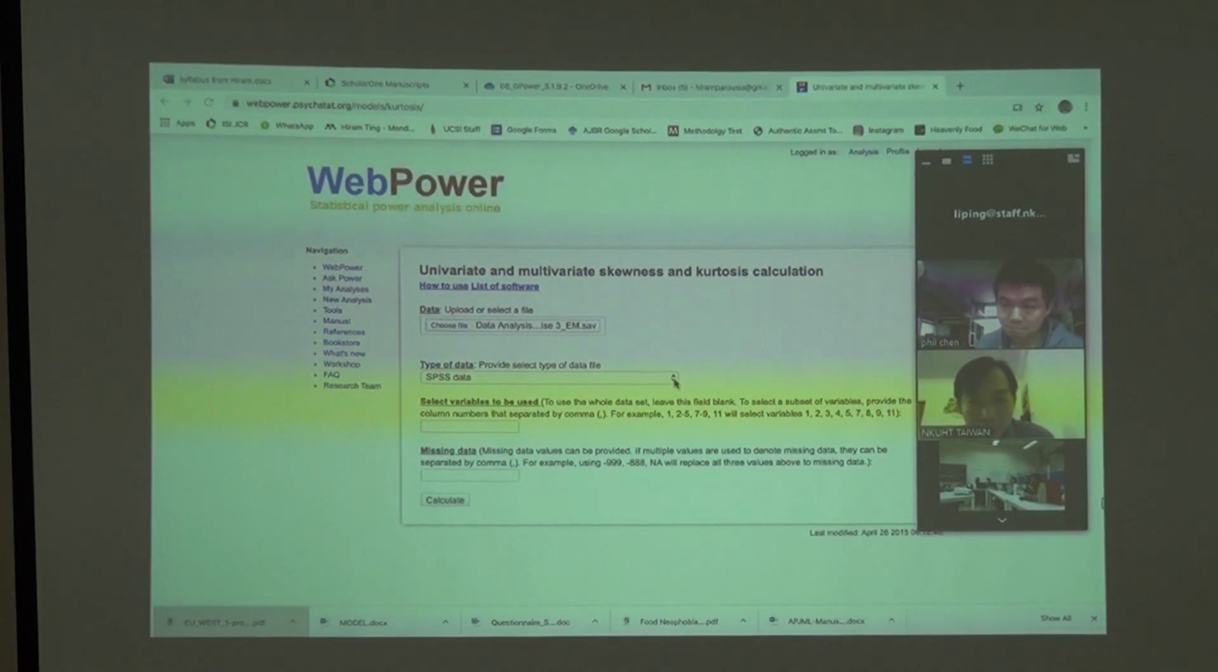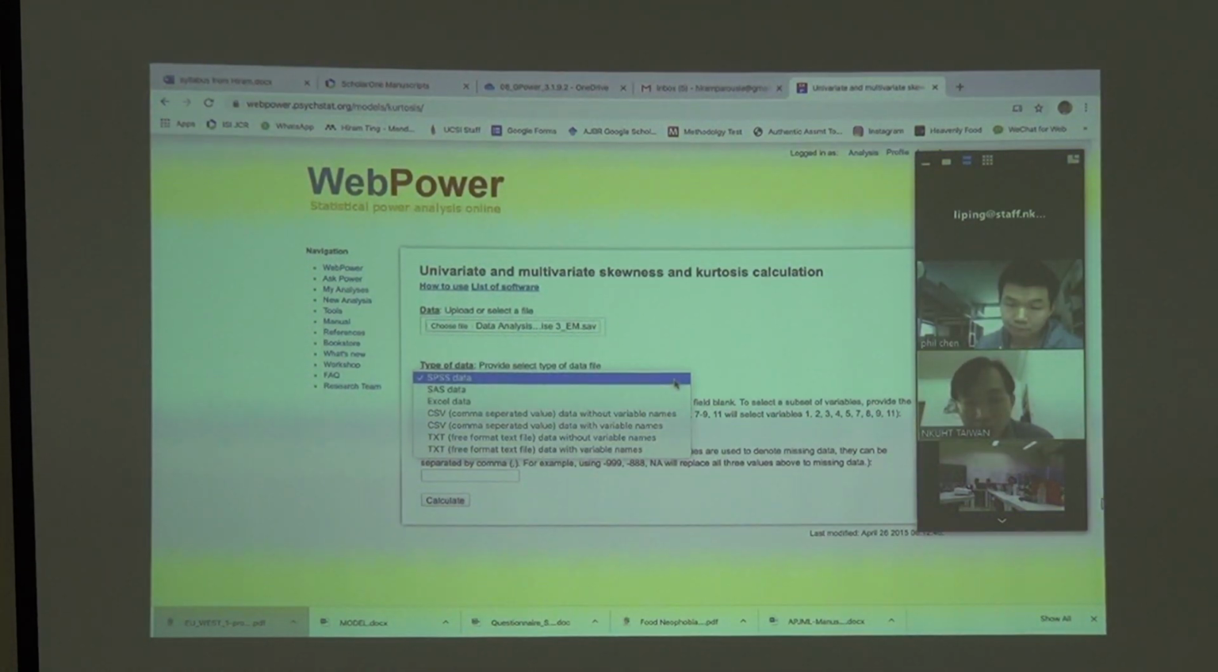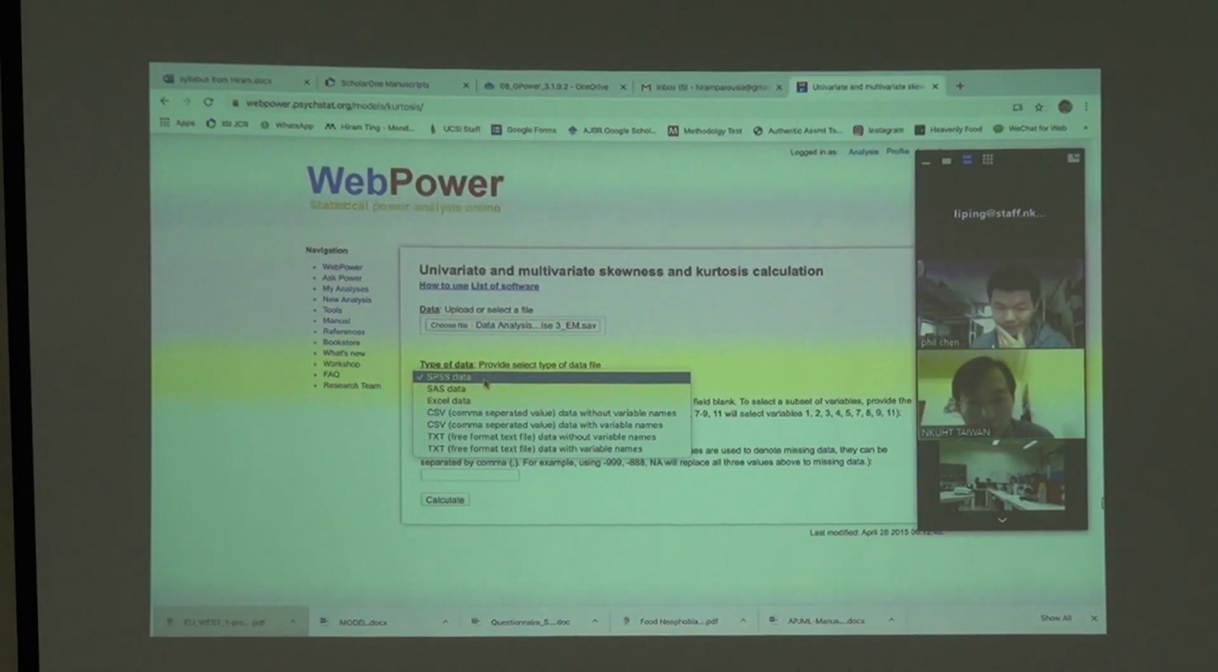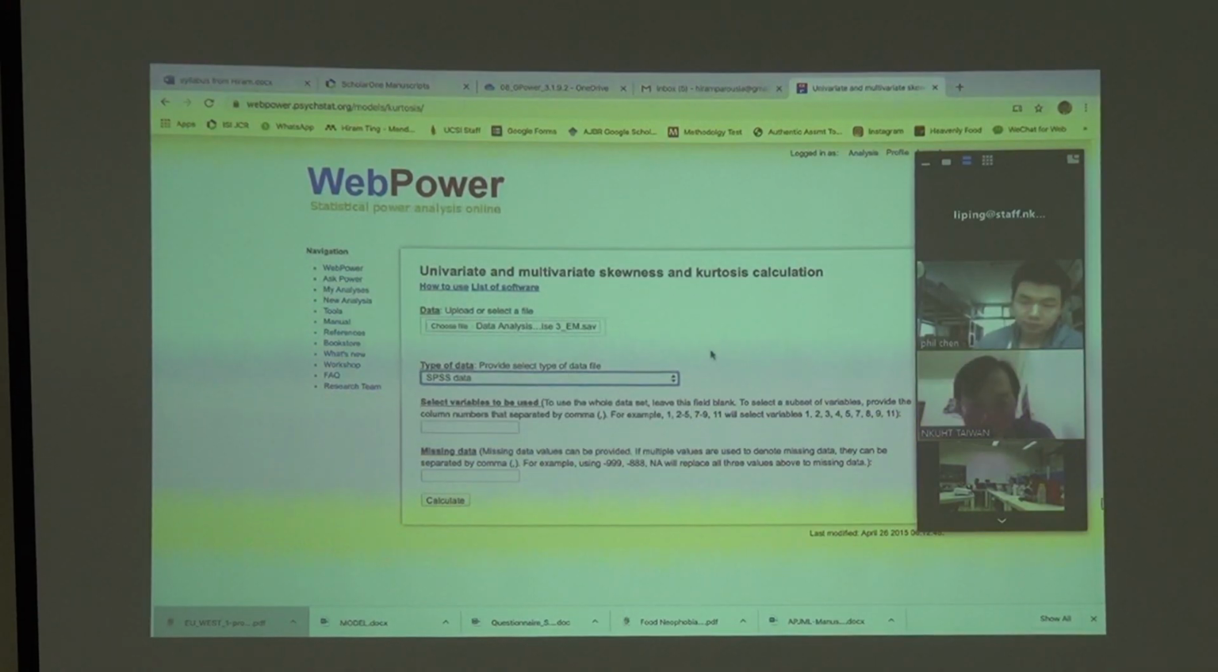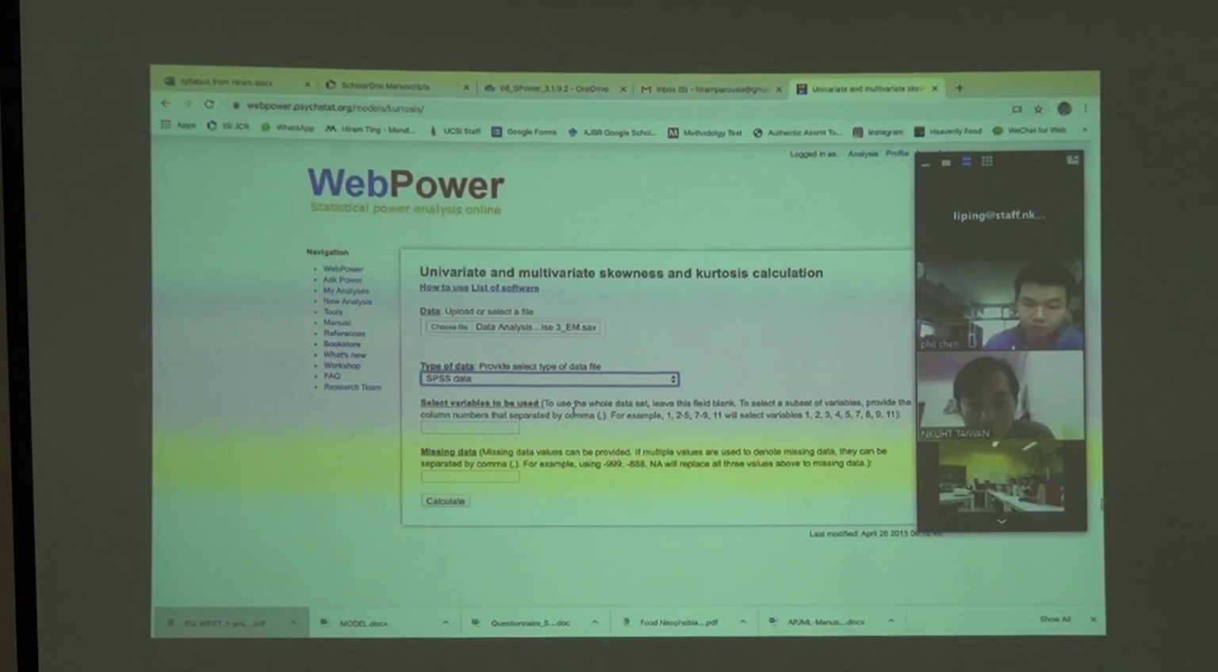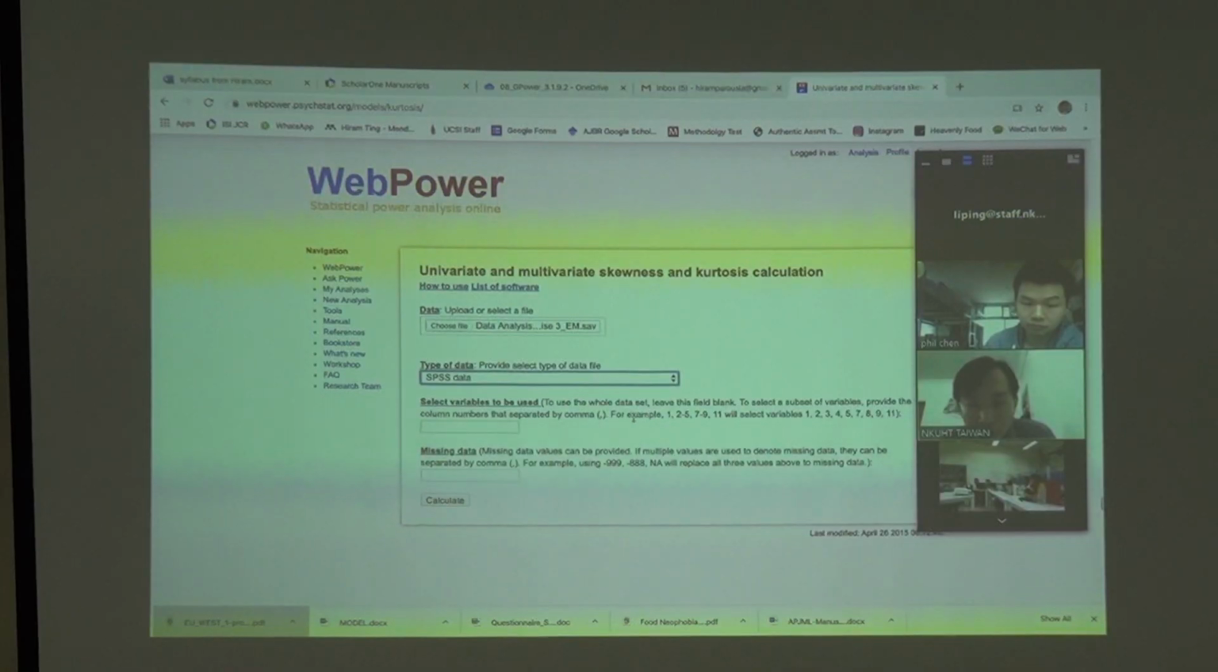The next thing you need to do is tell the application which type of data you are using. So in my case, SPSS data. Finish. Then tell the software which variables you are using. For example, 1, 2 to 5, 7 to 9, all this. So how do you tell the software?